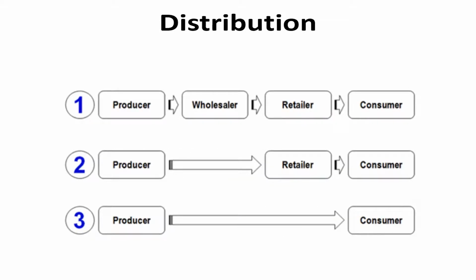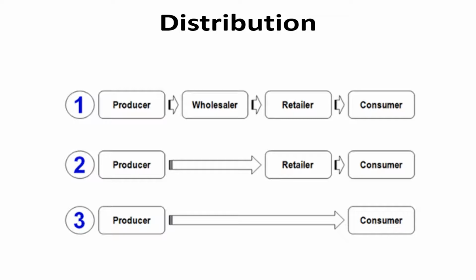The channel of distribution is the pathway directing the flow of goods and services from producers to consumers via intermediaries through their functions and attainment of mutual objectives. A normal distribution channel includes producer, wholesaler, retailer, and consumer.